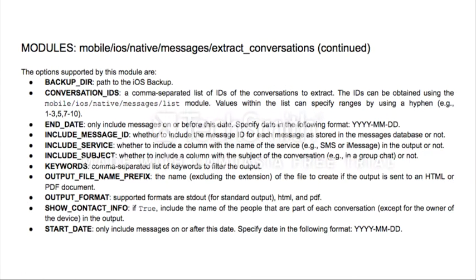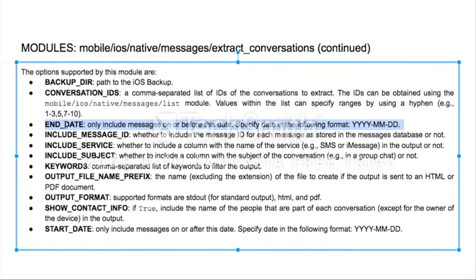This module supports things like filtering using keywords. You can also specify a date range with the start date and end date options. Conversation IDs is the list of conversations that you want to extract, and you get those IDs from the next module that I'm going to talk about, which is the one that lists the conversations that are stored in the database. So basically, each conversation has a unique ID, and that is given by iOS.